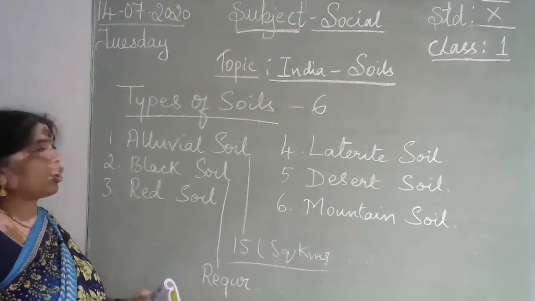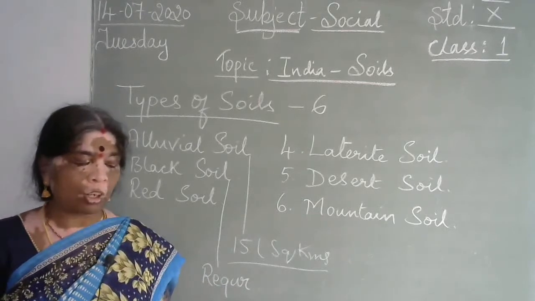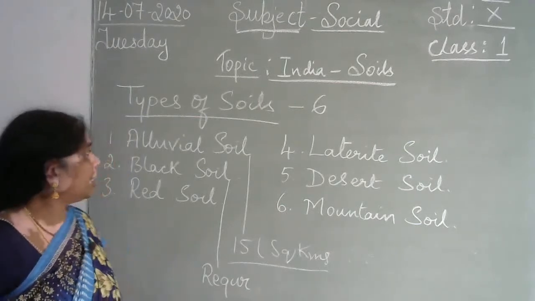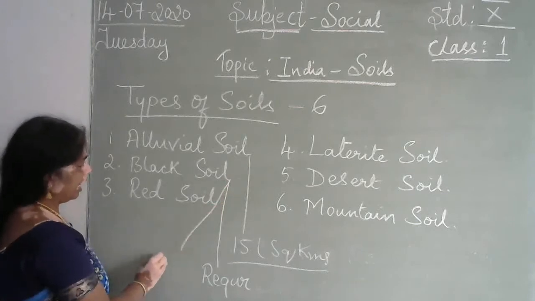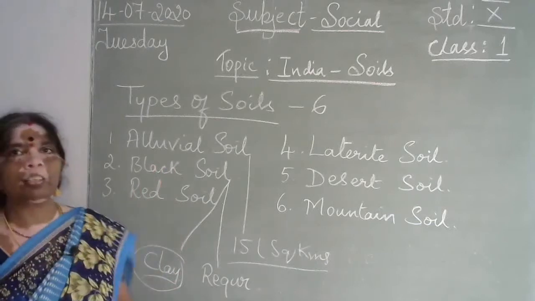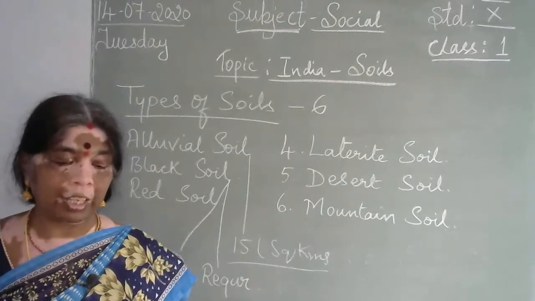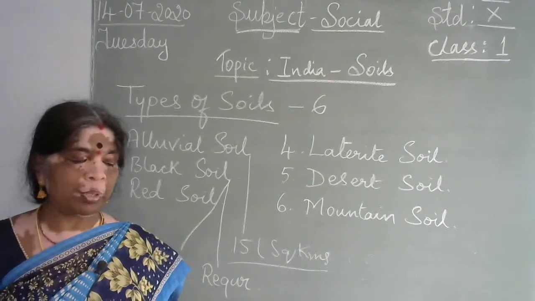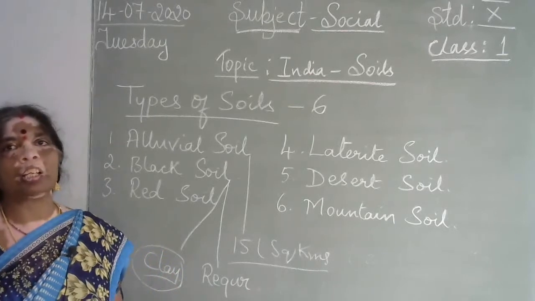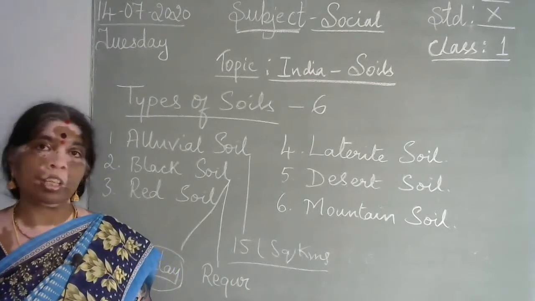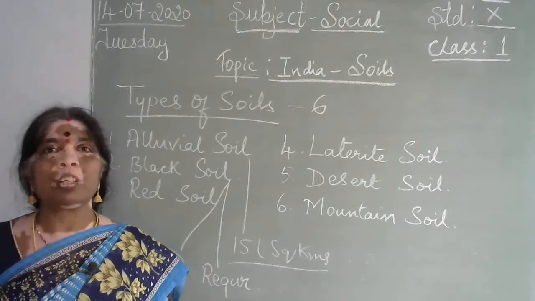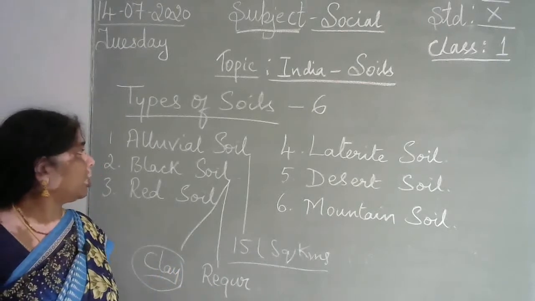What is the color here? Black soil is black and also dark grey, and it has a high content of clay. Clay is more in black soil. That's why it is grey in color, and it is highly moisture-retentive and extremely compact. So it is best suited for cultivation. Here also cotton, sugarcane, jowar, maize, pulses, wheat and chilies are the important crops grown in black soil.